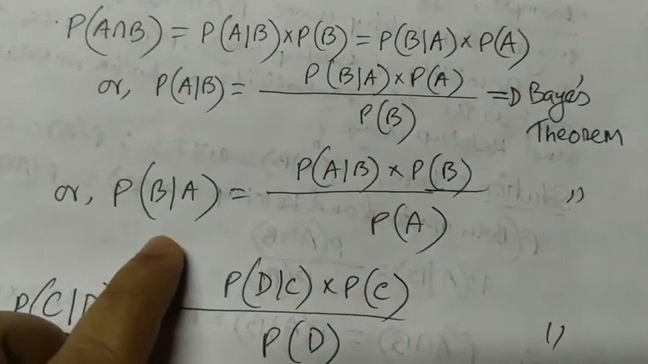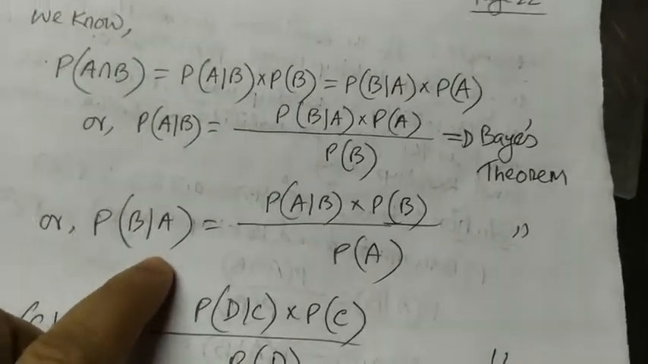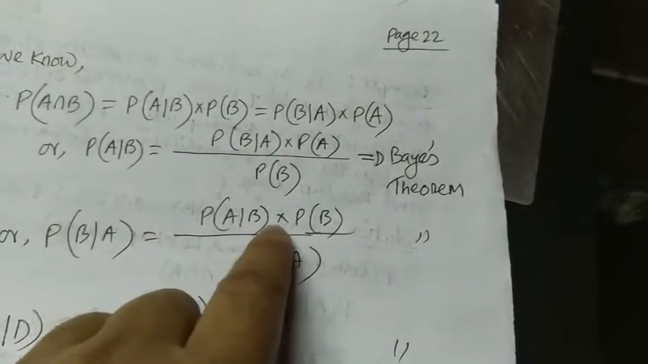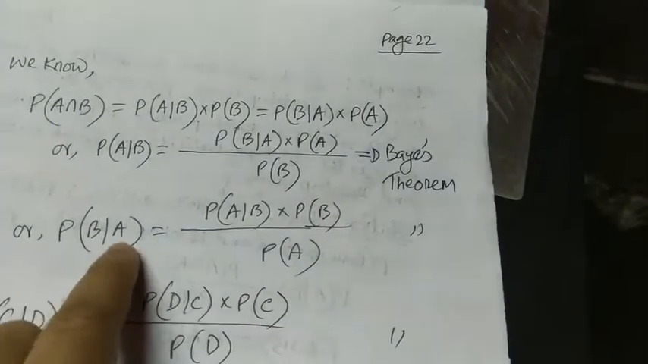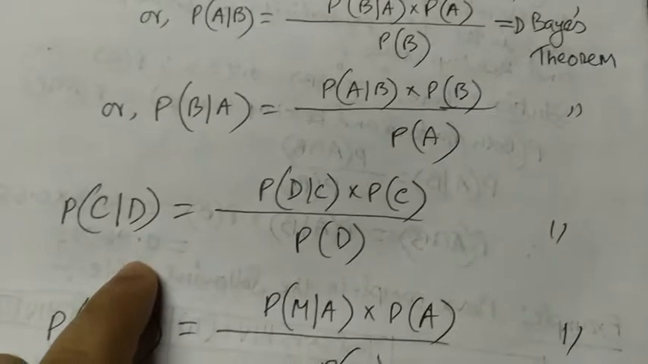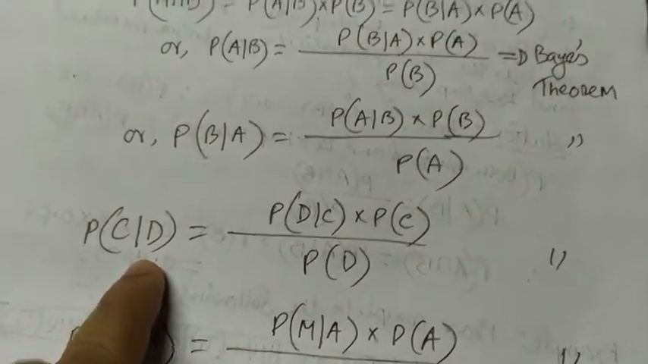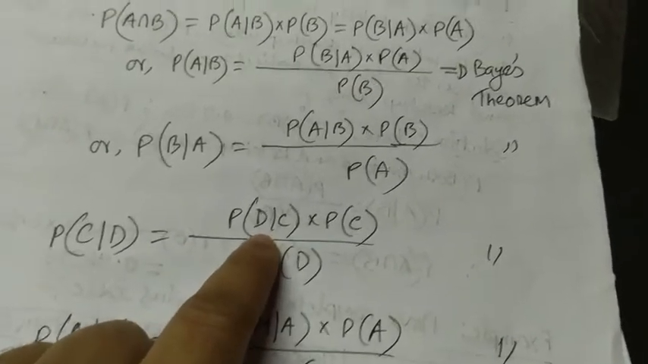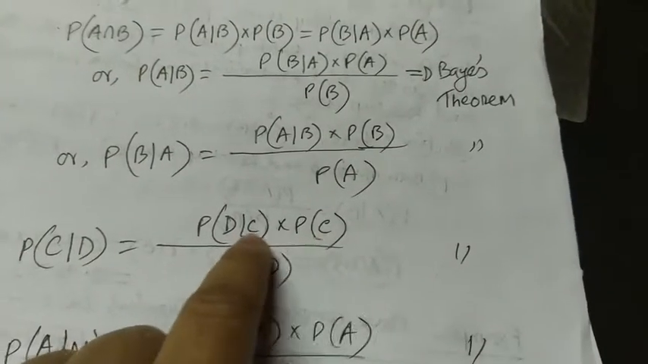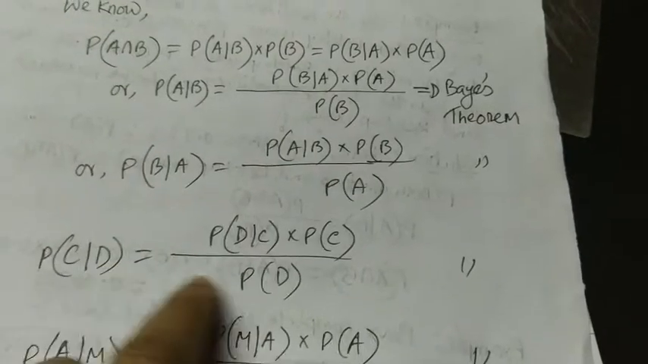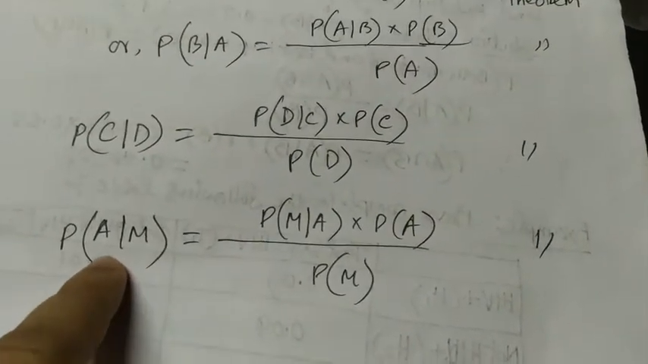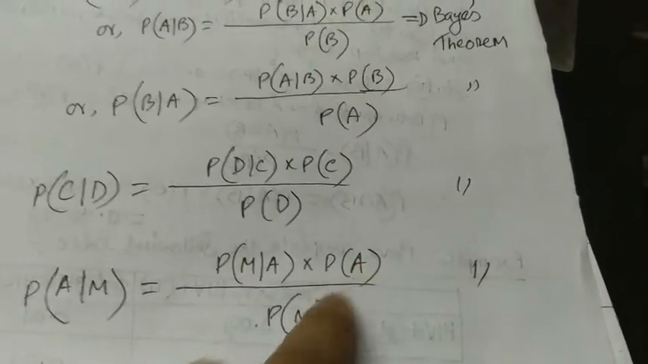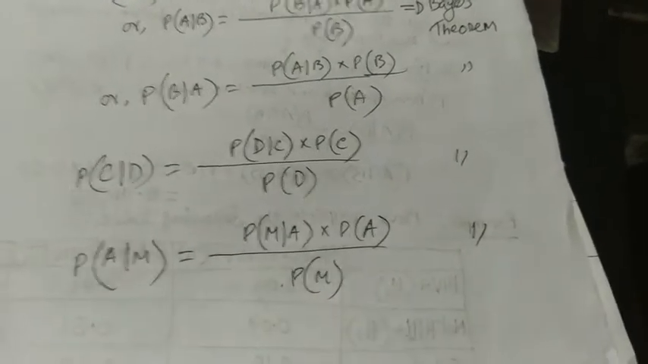Similarly, if you write the formula for probability of B given A, according to Bayes' theorem, on the right hand side we will have the reverse one, that means probability of A given B multiplied by the probability of B divided by the given part, that means probability of A. Similarly, probability of C given D is probability of D given C multiplied by the given part, probability of C, divided by probability of D. Again, probability of A given M should be equal to probability of M given A multiplied by the probability of A, the given part, divided by the probability of M. So this way we can write.